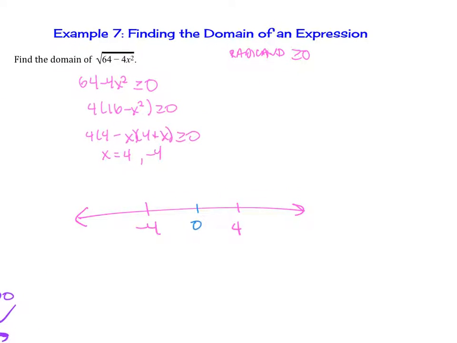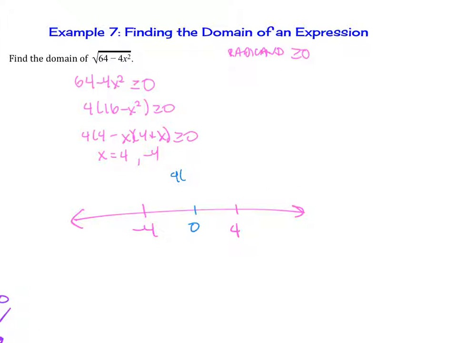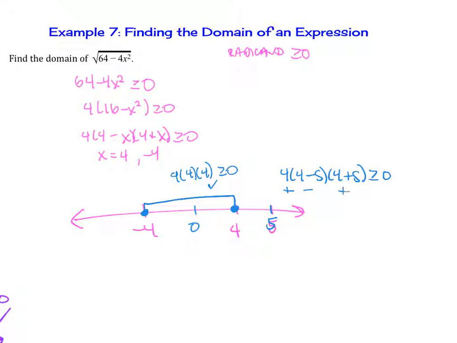Let's go ahead and test 0. If I plug in 0 here, I get 4 times 4 times 4. Is that greater than 0? Yep, that is true. And so we're allowed to get zeros in here, so these are actually closed circles. Now, what would happen if I plugged in 5? 4 times (4 minus 5) times (4 plus 5), is that greater than or equal to 0? This is positive, this is negative, and this is positive, so this is not true, and the same would be true for negative 5. So in order to find our domain, it's between, with brackets, negative 4 to 4.